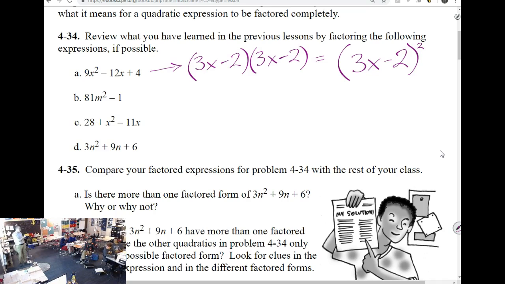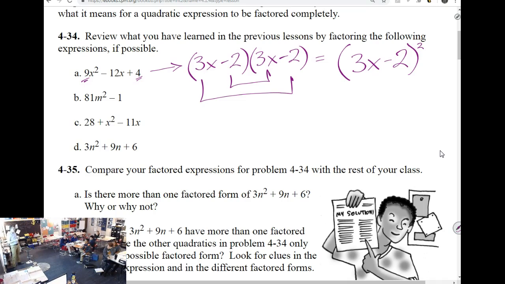What you're looking for, I need you to see this pattern because it will make your life a lot easier as you work with quadratics. Perfect square. The root and the root multiplied together, doubled. So the root of 9 is 3, the root of 4 is 2. Those multiplied together for your outer and your inner, that's why it doubles.